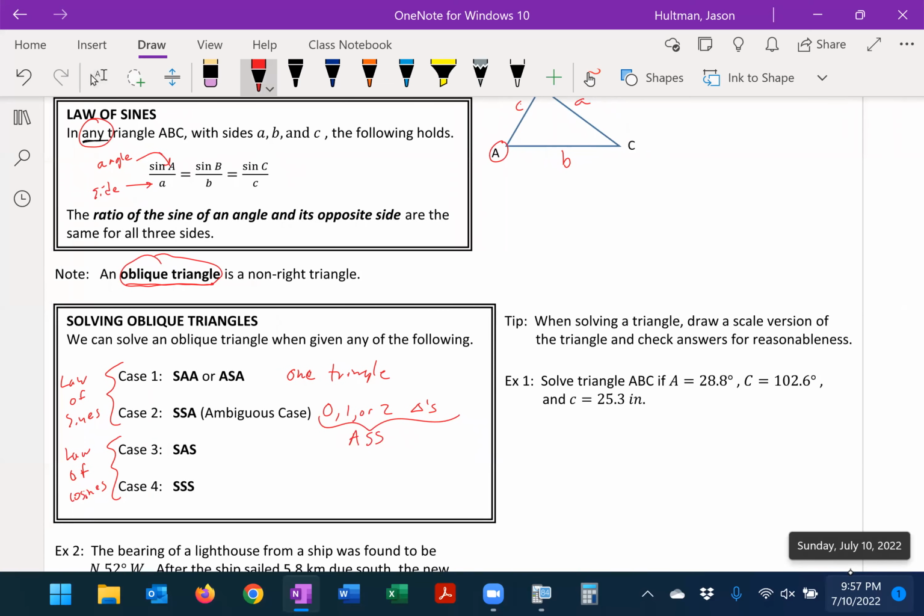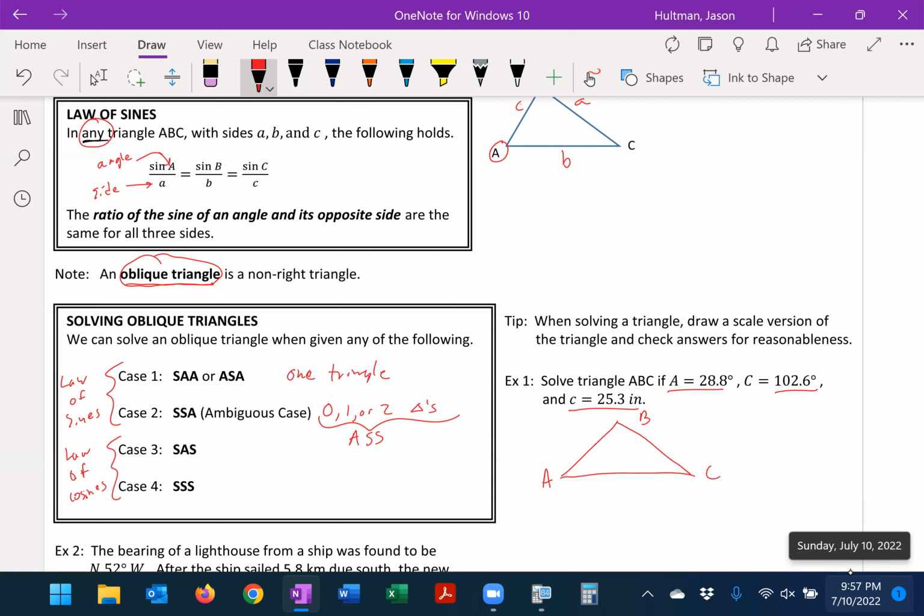Tip: when solving a triangle, draw a scale version of the triangle and check answers for reasonableness. Solve the triangle ABC, if angle A is 28.8, angle C is 102.6, and little c is 25.3. So we're going to draw a mock-up version of this. I don't really know what it looks like, but I'm just going to draw a generic triangle, and we'll call this angle A, this angle B, and this angle C.